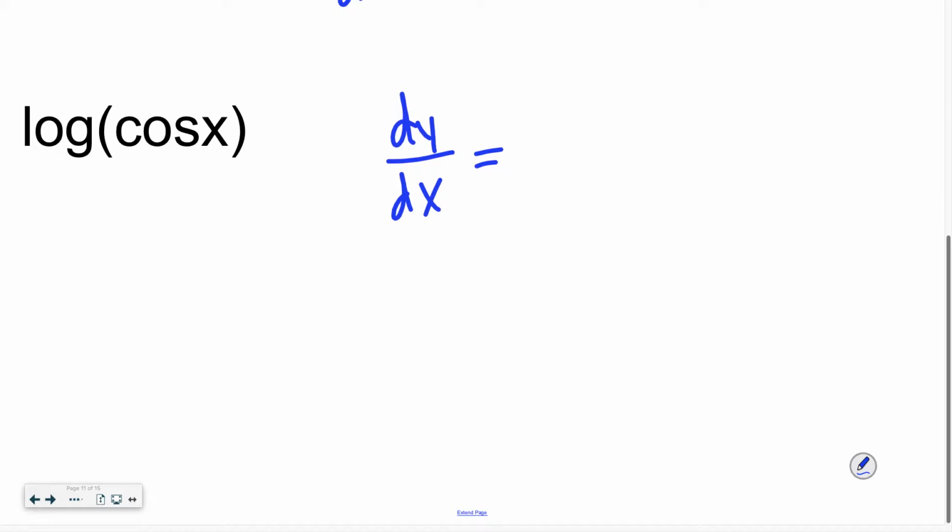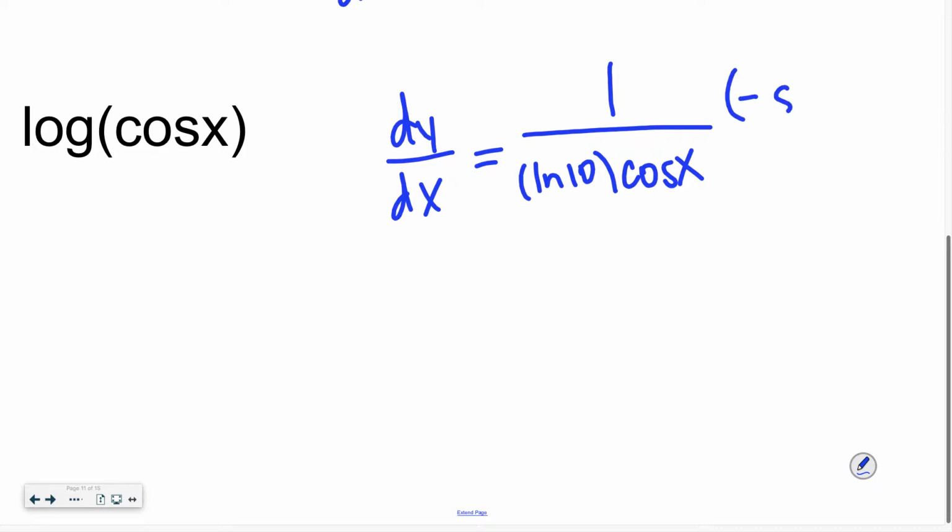All right, Kinley, walk us through this. So you basically just do 1 over and then the natural log of 10 times the cosine of x, and then multiply that by the negative sine of x. Okay, good. So we have 1 over what's inside, and since it's not natural log, we have the natural log of the base with it. And then since we do have a composition, we have to apply the chain rule. The derivative of cosine is negative sine.